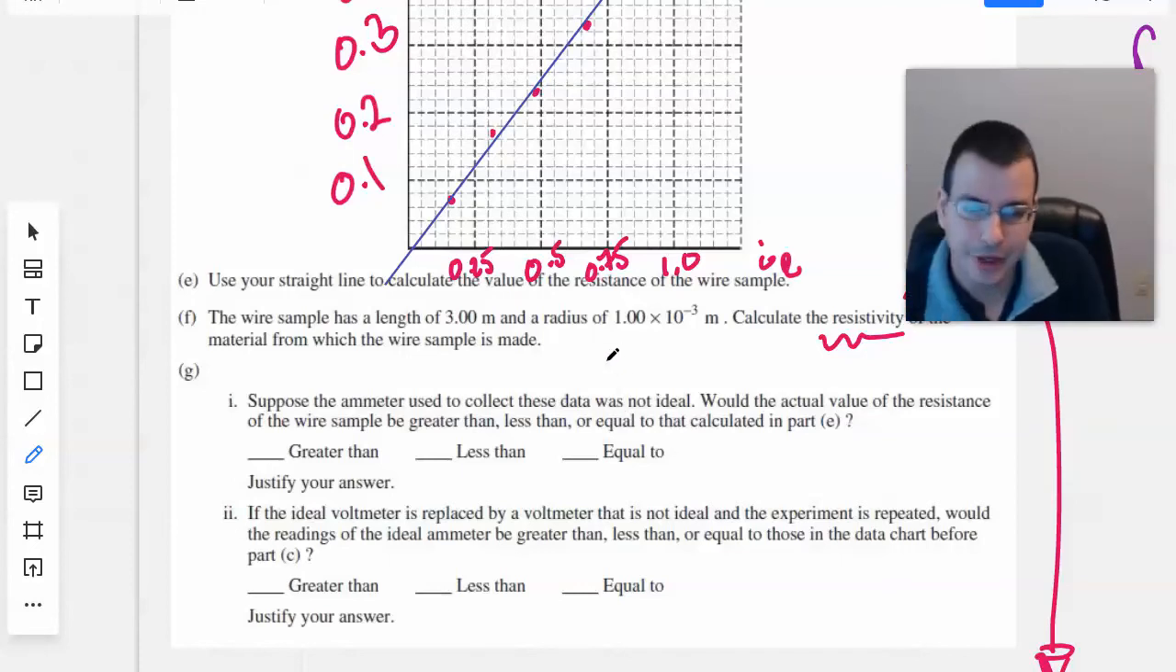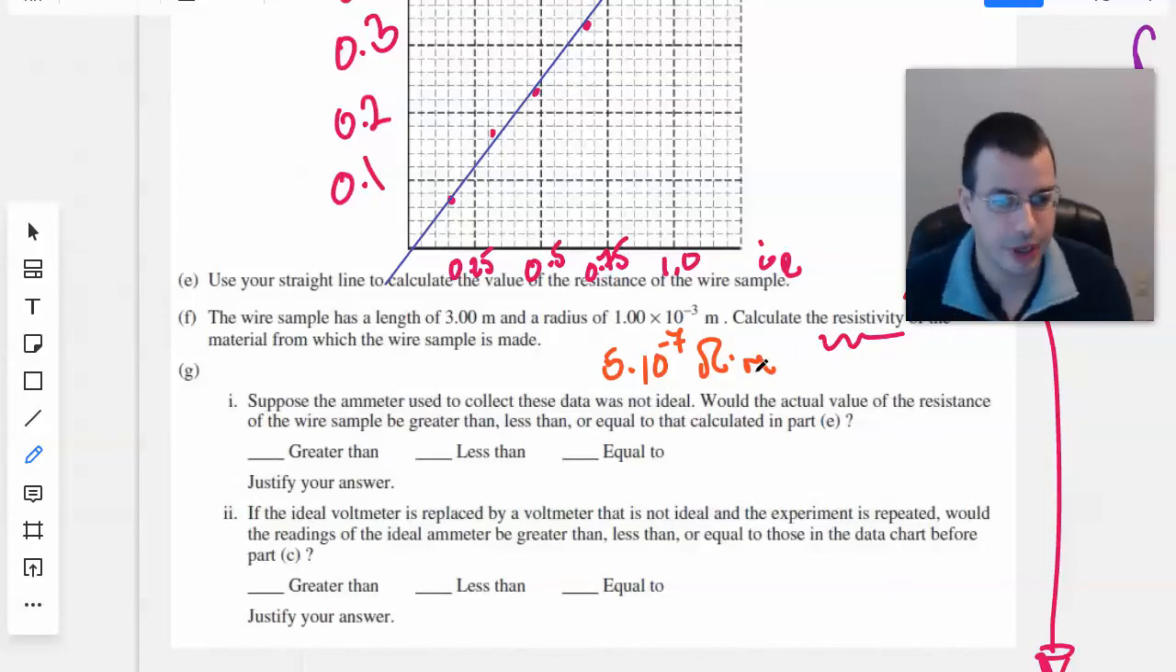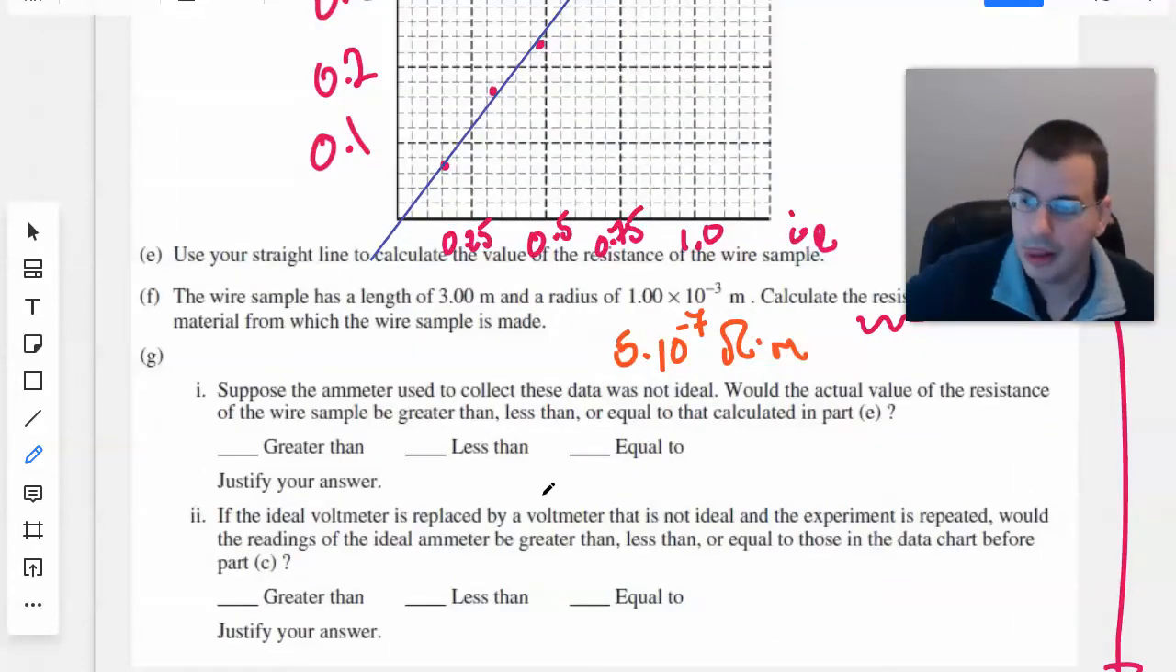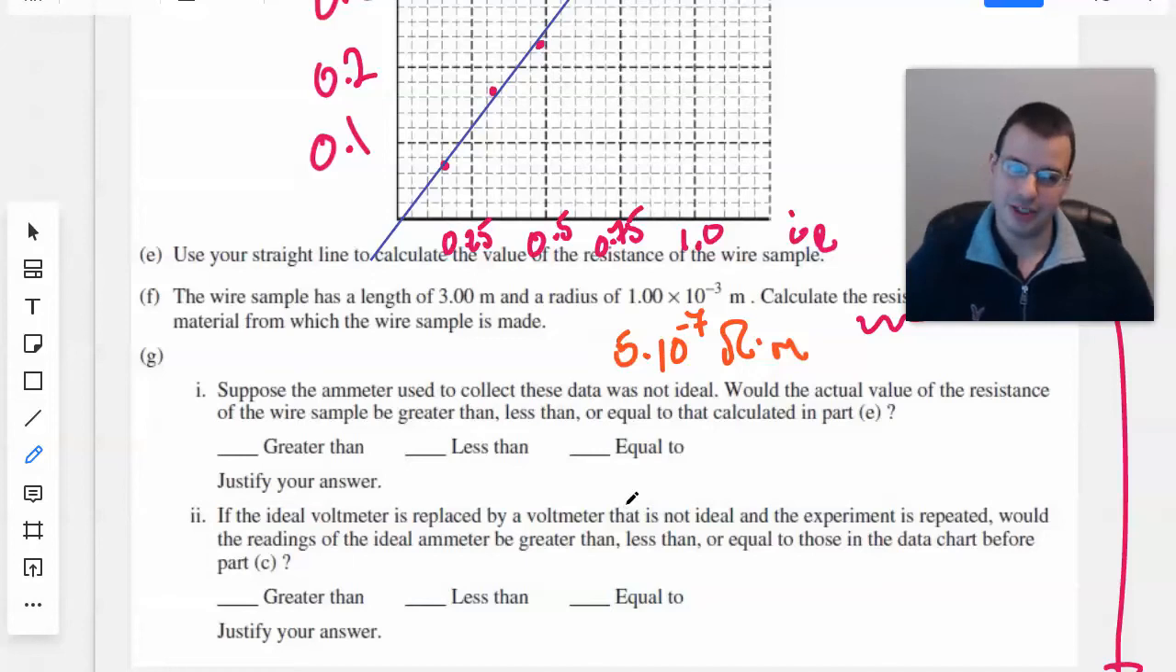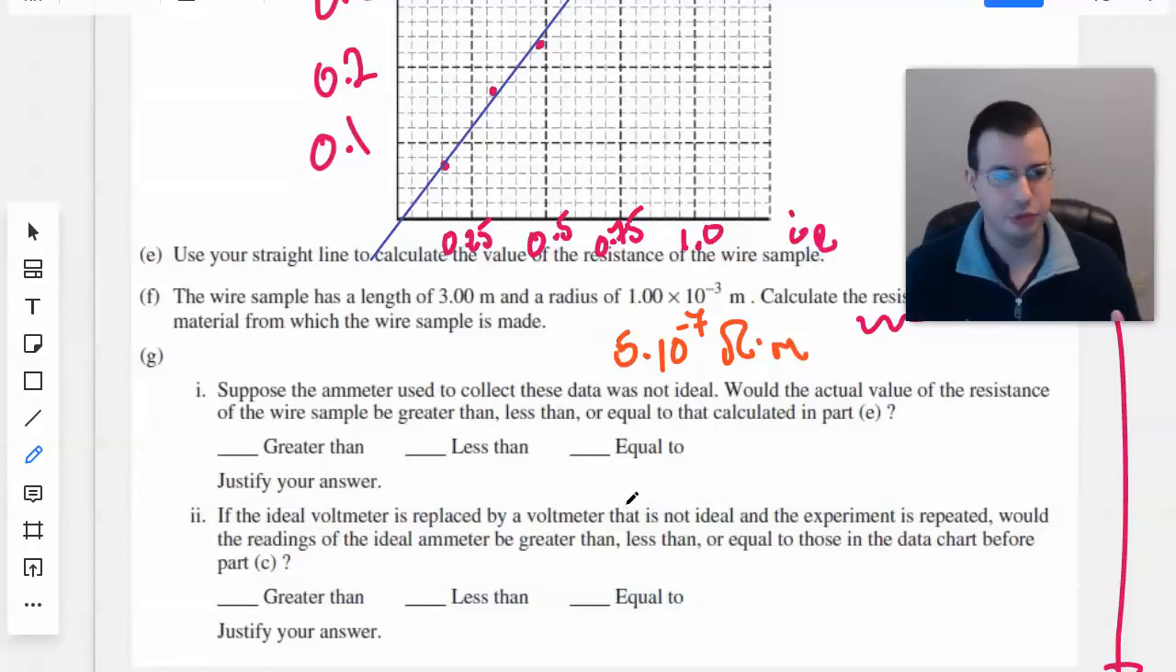What do we got here? 5 times 10 to the negative 7th ohm meters. Okay, and that's how I would do that part. And you only have 15 minutes really to do this problem, so even though I'm taking like half an hour, you should try to work quicker.